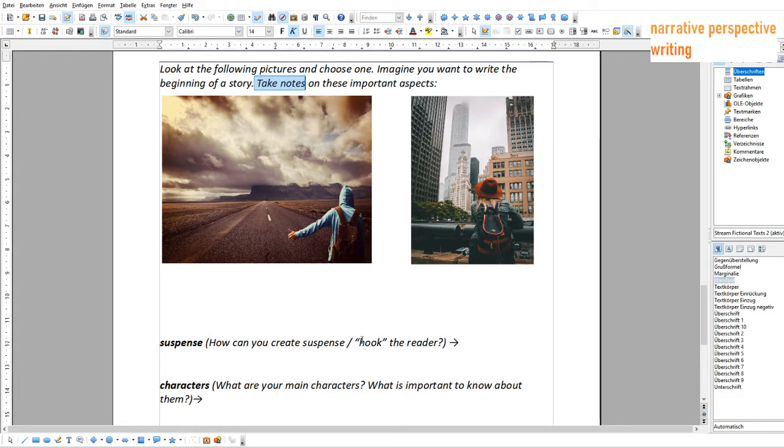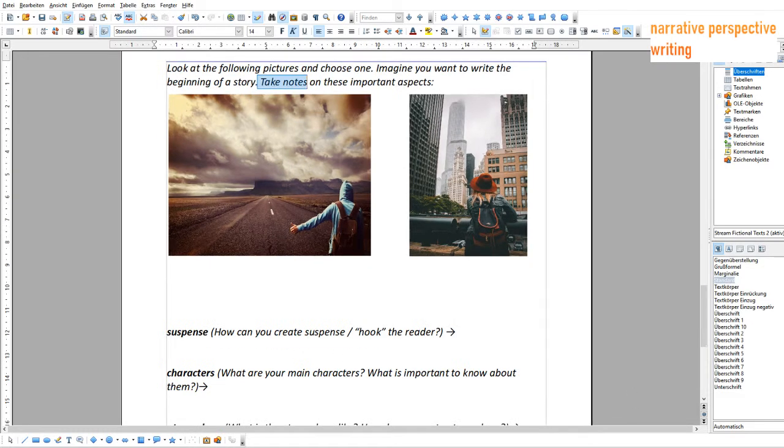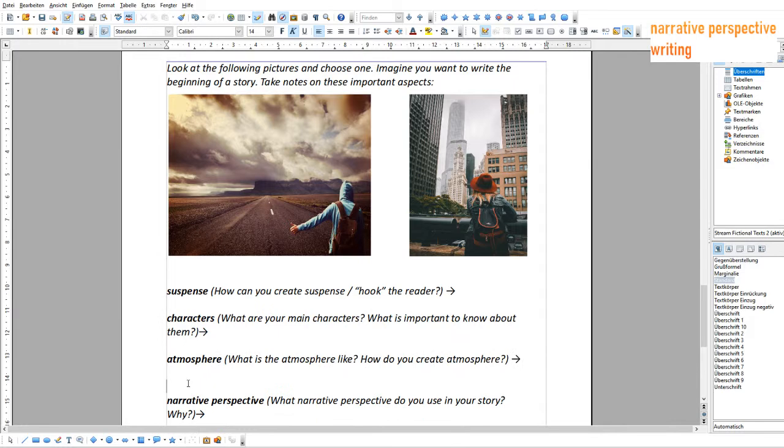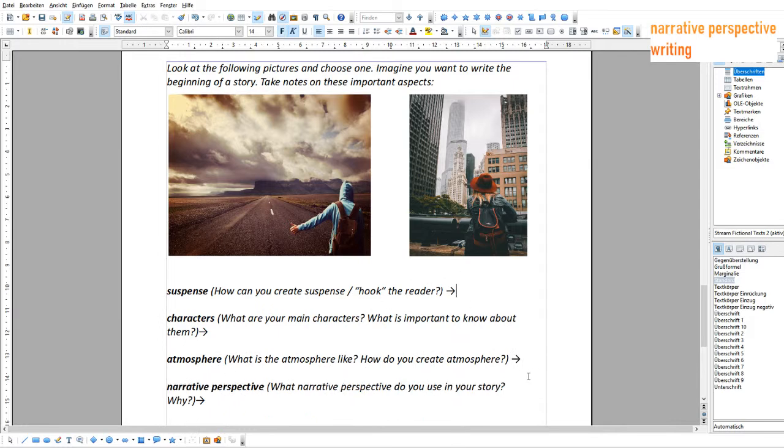So you can write down some bullet points on the 4 aspects: suspense, characters, let me do it like this so we can see it better: suspense, characters, atmosphere, and narrative perspective. Okay.